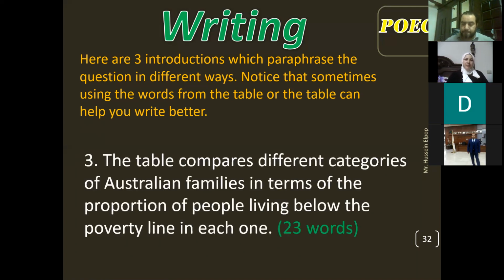So Mr. Hussein, we can use a chart instead of table? Yes, you can. Then you can say the table compares different categories of Australian families in terms of the proportion of people living below the poverty line. Was it written the poverty line? No, it was living in poverty. This can also be considered as paraphrasing. We didn't use the same structure. We changed some words. This is really important. And it gave us like 23 words. Normally the paraphrasing just varies from like 20 to 30 words. This will be a good one.